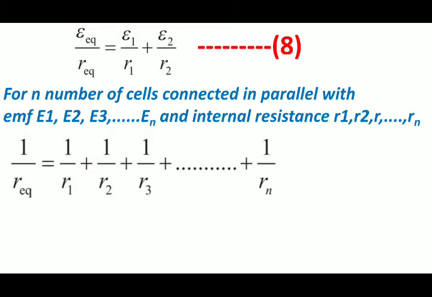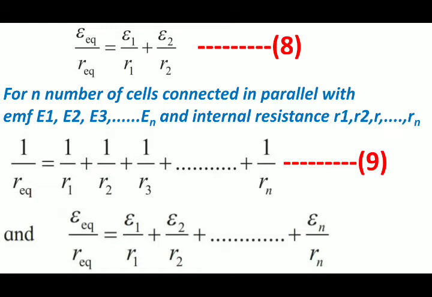So EMF will be the same. Here the ratio of EMF upon internal resistance will be E1 upon R1 plus E2 upon R2 plus, and so on, up to En upon Rn. So this was the ratio of EMF and internal resistance when we have connected cells in parallel.